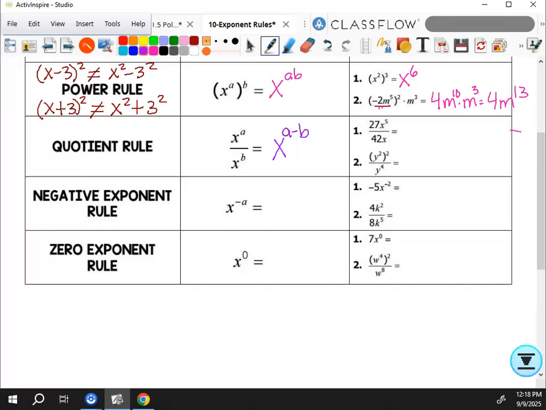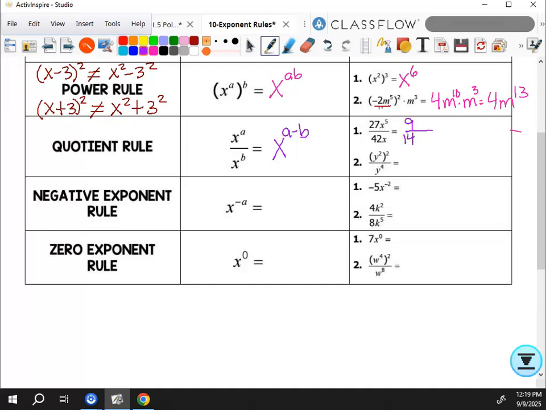So again, on number 1, I've got the x's with the exponents, but the 27 and the 42, those are just plain old numbers. I handle them just like plain old numbers. And so what are they both divisible by? 3. 27 divided by 3 is 9. 42 divided by 3 is 14.